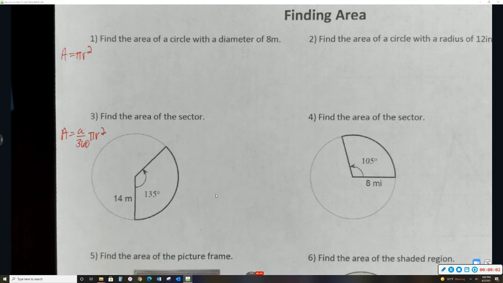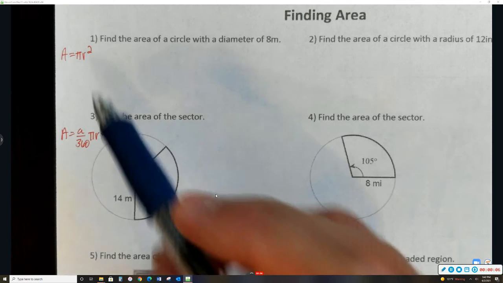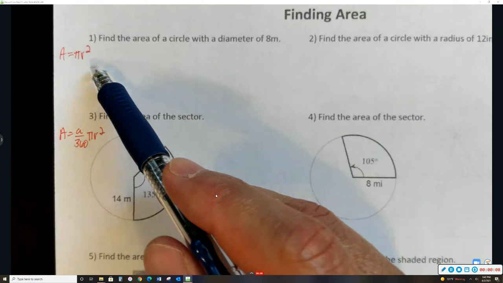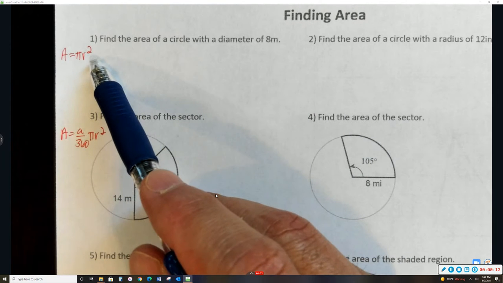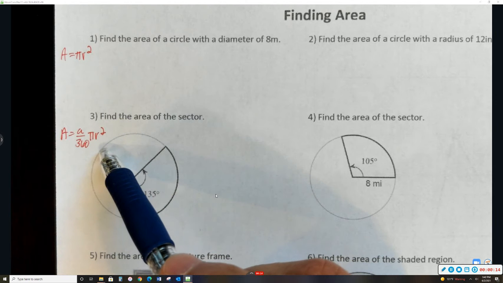Hey everyone, so here is the third worksheet. And real quick, these are the two formulas that we're going to use. This is for area of a circle, and this is for area of a sector. Okay.